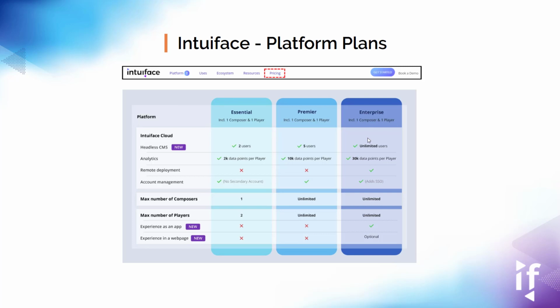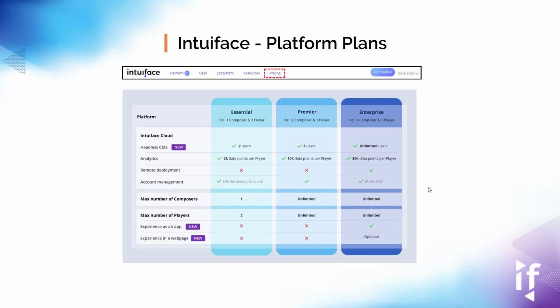Notice Essential limits the number of composers and players. Premier and Enterprise does not. And in general, that's the difference between tiers, is scale. For example, the number of headless CMS base users, or the number of data points per player, or there's a scalability aspect to it, and some features that are somewhat unique. And so remote deployment, as we discussed a moment ago, that's unique to Enterprise. So you always start as a customer with a single platform plan license, and then you buy as many additional composers and players as you wish. But everybody has access to the headless CMS. Everybody has access to analytics. Everything in the Intuiface cloud. Just an issue of scale.